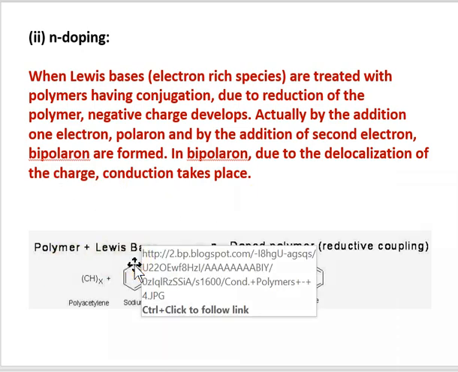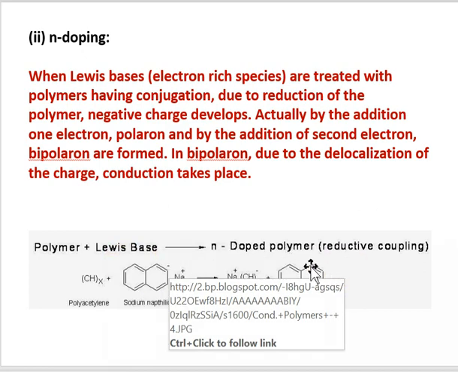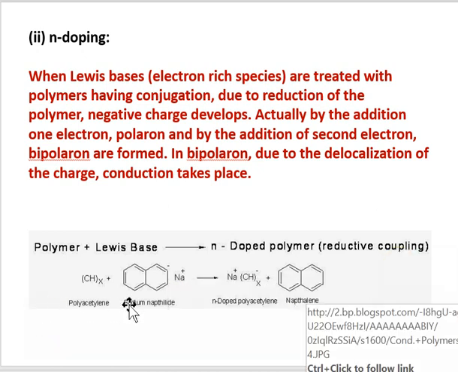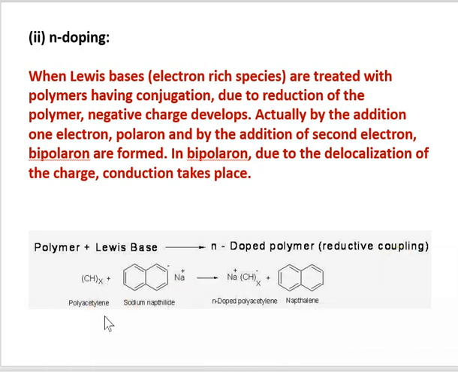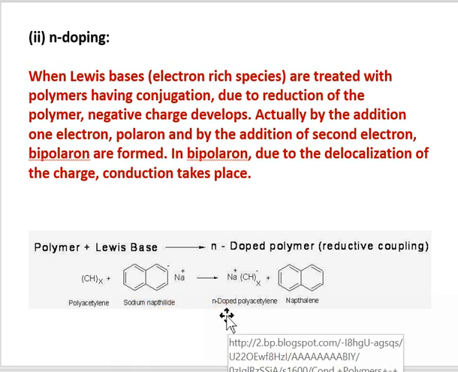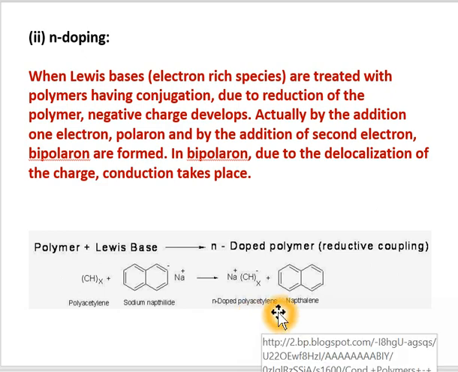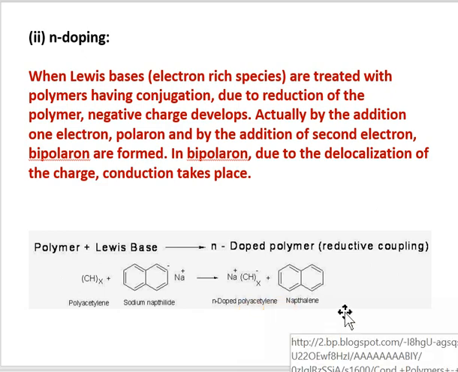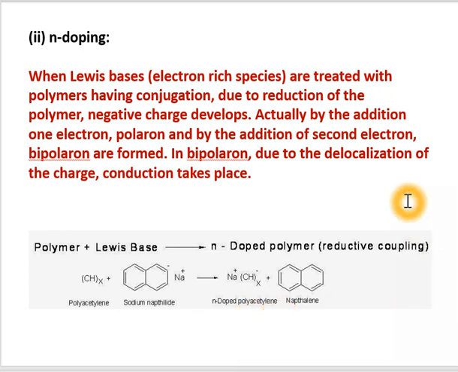So the polymer reacts with the Lewis base to form the n-doped polymer, and reductive coupling happens. The reaction is polyacetylene reacting with sodium naphthalide, which is a Lewis base, to form an n-doped polyacetylene. So this is an account of doping in conducting polymers. It also shows to some extent how the conduction takes place in conducting polymers.